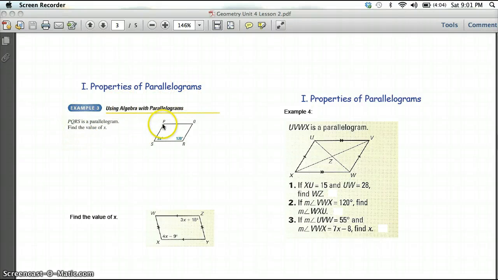So let's go down here to the next example. It says using algebra with parallelograms. PQRS is a parallelogram, so find the value of x. Now, how do we set this up? Well, 3x and 120. Angle S and angle R are consecutive angles. And remember that consecutive angles are equal to 180 degrees. So I went ahead and set that up.